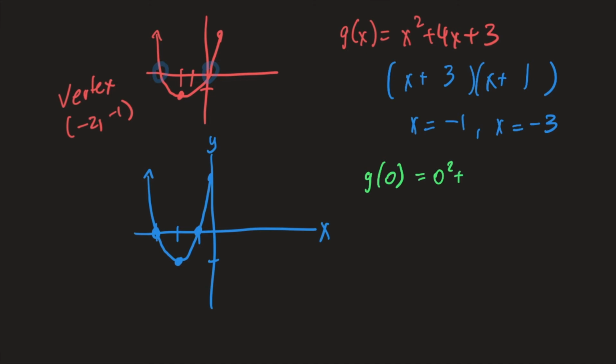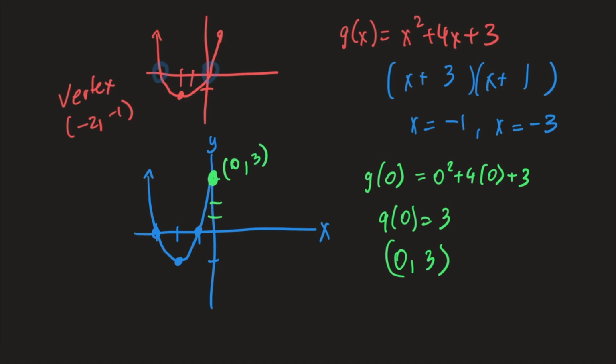So 0 squared plus 4 times 0 plus 3 gives me g of 0 is equal to 3. In other words, there's a point 0, 3 on my graph, which means 1, 2, 3, there is a y-intercept of 0, 3.